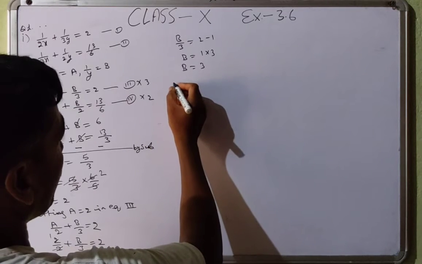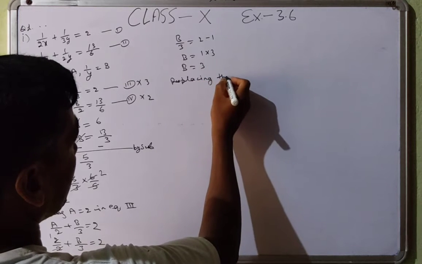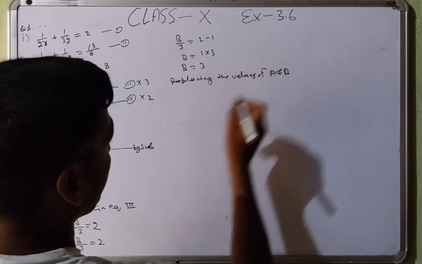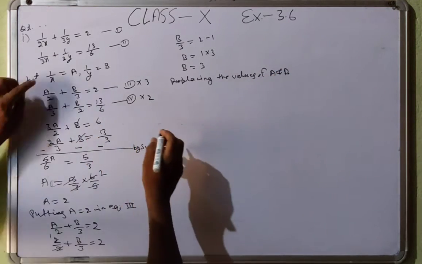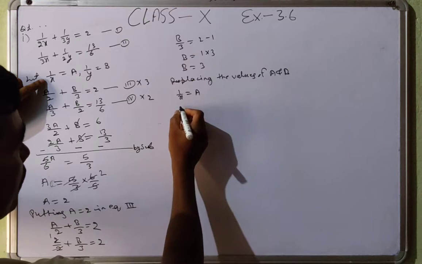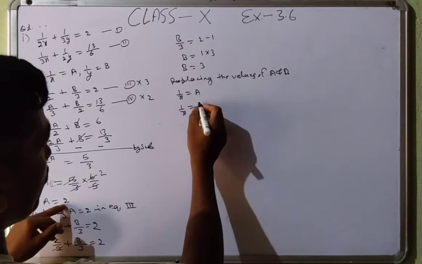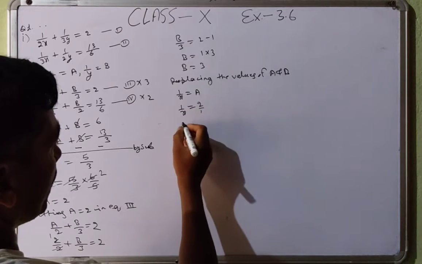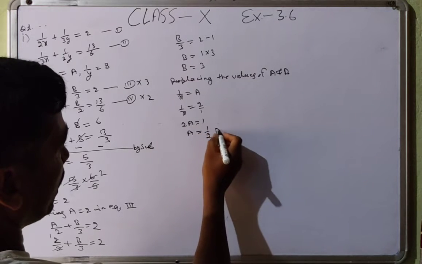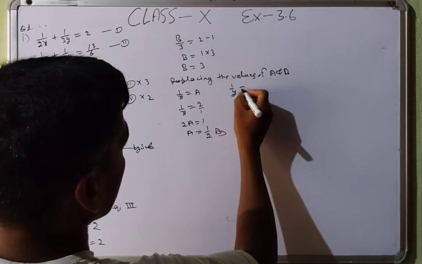Now replacing the values of a and b. We let 1 upon x is equal to a. So 1 upon x is equal to the a value we found, 2. By cross multiplying, 2x is equal to 1, x is equal to 1 upon 2. This is the answer. And then for y, 1 upon y is equal to b.